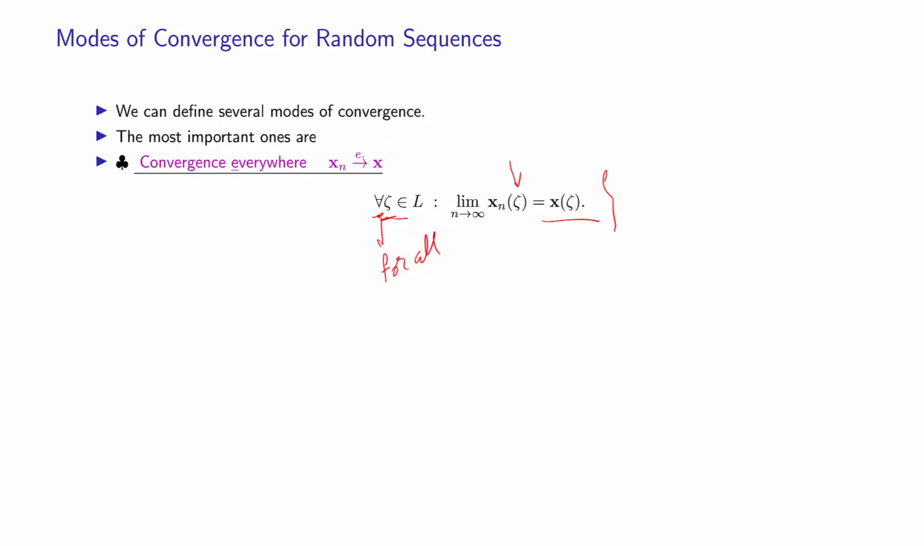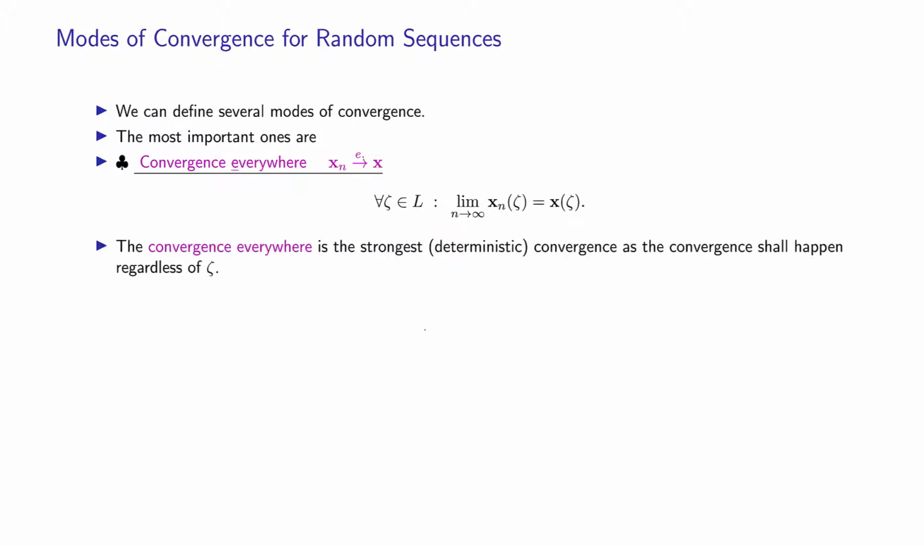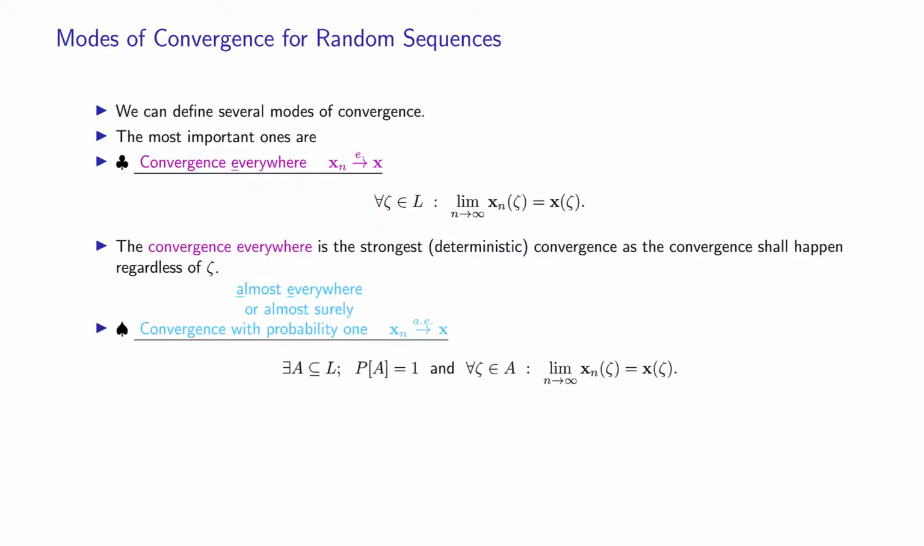So for all possible outcomes, if the sequence is converging, we say so. But this definition is too broad, too strong, and is quite often useless in the case of a stochastic process. If you could do that, you don't need a random process. You don't need to learn this course. We learn this course because this convergence doesn't happen often. This convergence is too strong; it's deterministic convergence, and it shall happen regardless of randomness.